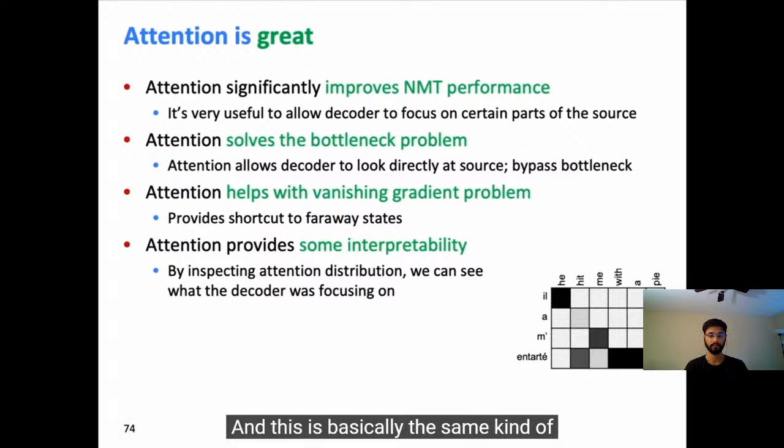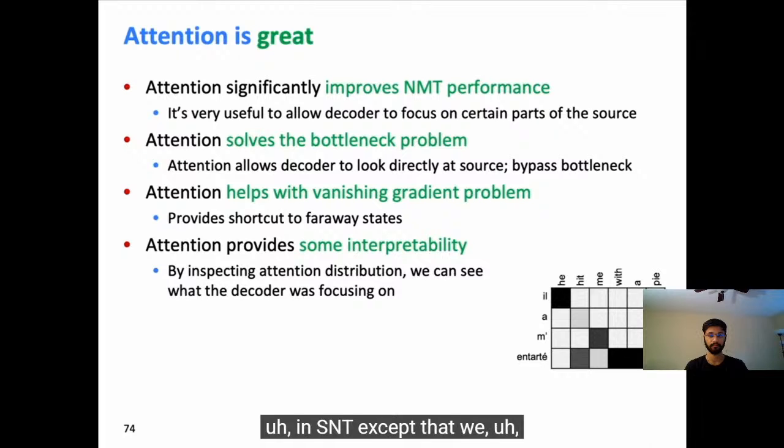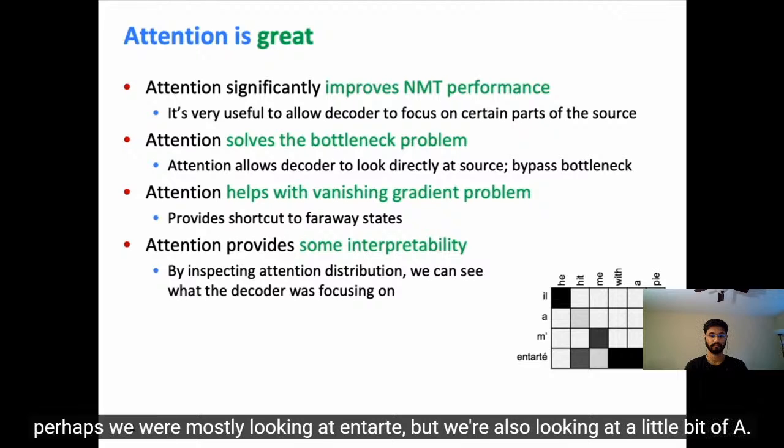And this is basically the same kind of plot that we had earlier with the hard notion of alignment in SMT, except that we have more flexibility to have a more soft version of alignment. Like, for example, when we produced the English word hit, perhaps we were mostly looking at entente, but we were also looking a little bit at a.